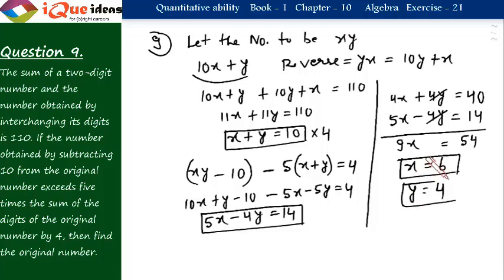Now remember, the question is about the original number. So the original number was xy. xy means 64. Be careful. The options are not here, but if they were, you could have checked with the options also.